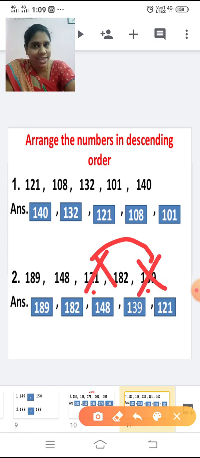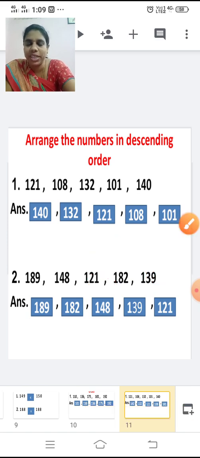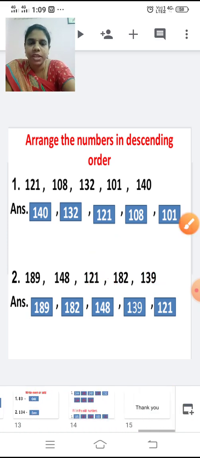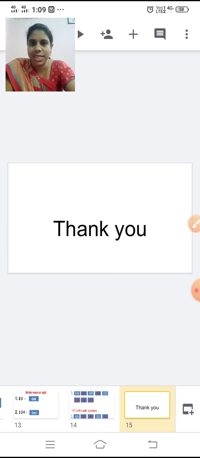So 189, 182, 148, 139, 121. So practice well all the sums children.